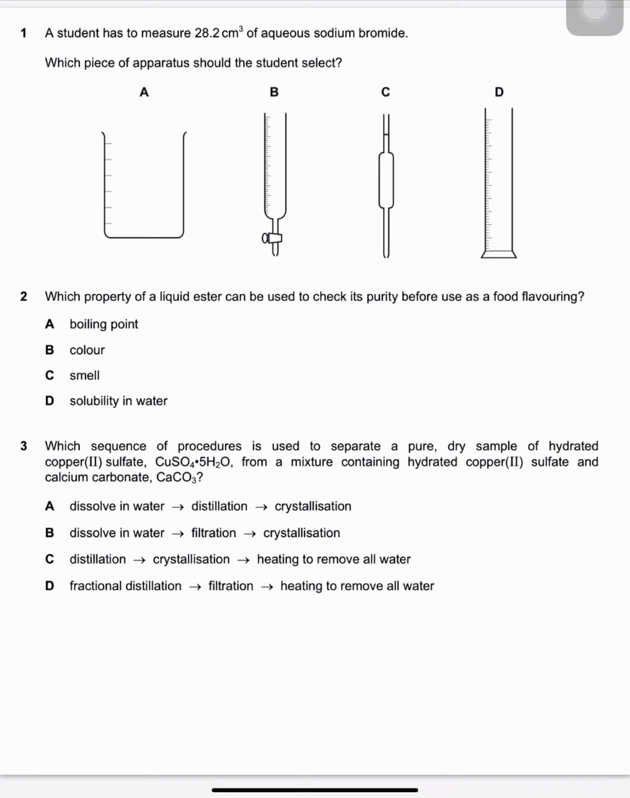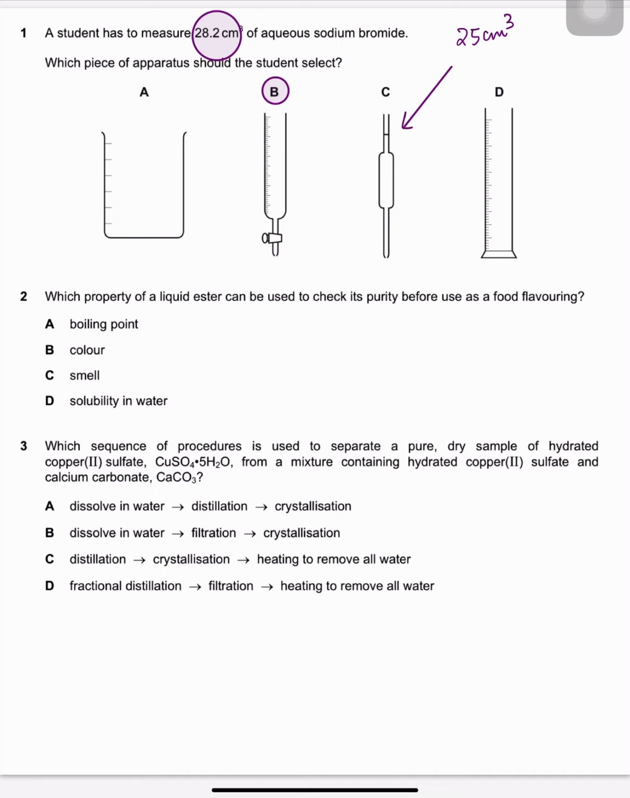A student has to measure exactly 28.2 centimeter cube. A beaker cannot be used. Guys, whenever they tell you exactly 25 centimeter cube, you have to move towards option C, that is called a pipette. A pipette measures exactly 25 centimeter cube always. And then they are asking 28.2. Whenever there is a figure like 28.2, 16.3, 12.7, etc., in those cases the student has to select the burette.